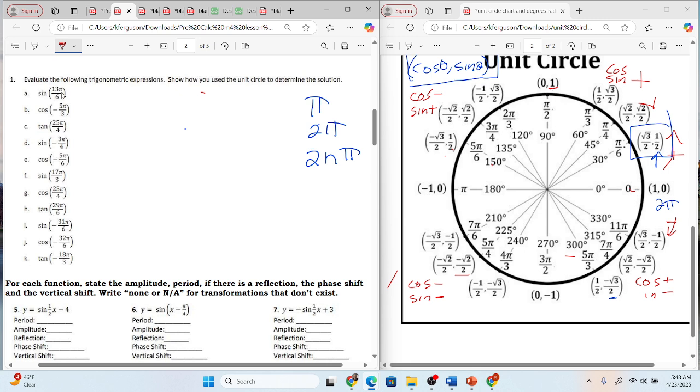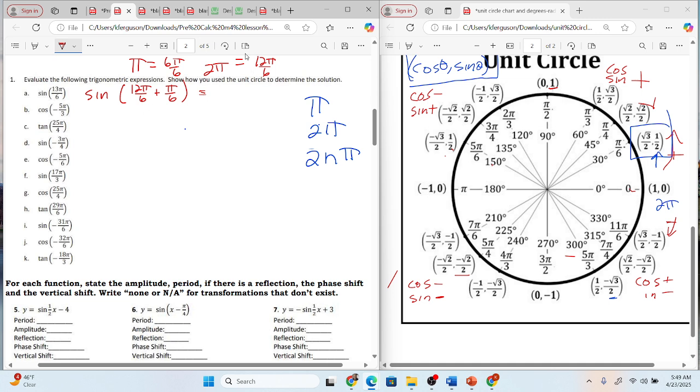So sine of 13 pi over 6. Well, my denominator is 6. So if I'm thinking in terms of pi, pi for a denominator of 6 would be 6 pi over 6. And then 2 pi would be 12 pi over 6. Well, let's look at what we got. We got 13 pi over 6. So that means I'd want to have sine of 12 pi over 6 plus pi over 6. 12 pi plus pi, or 12 plus 1, would give me 13 over 6.